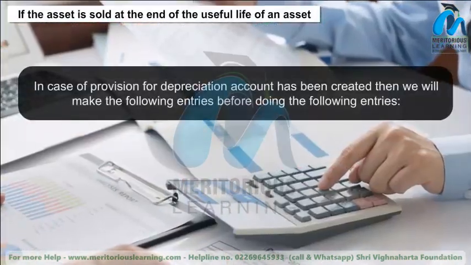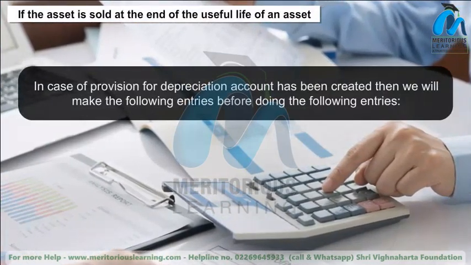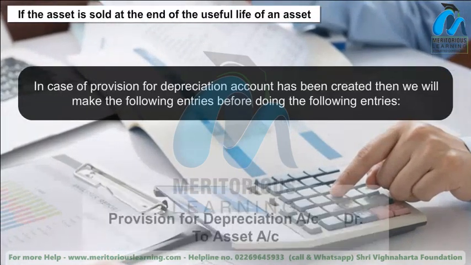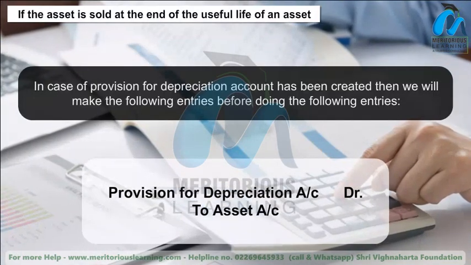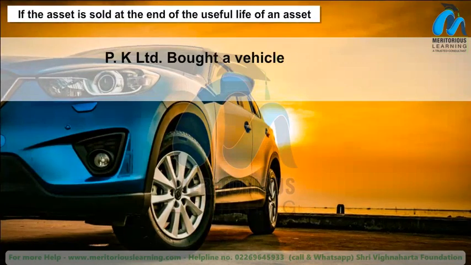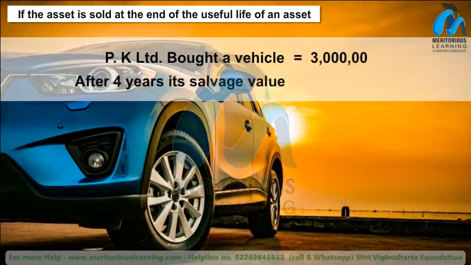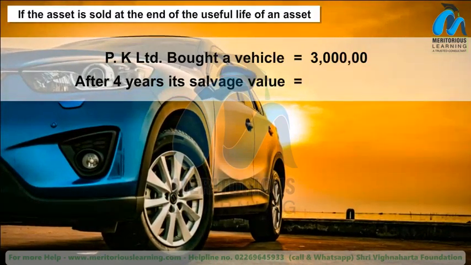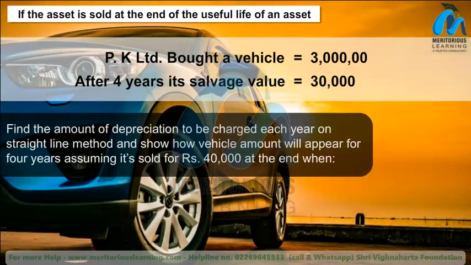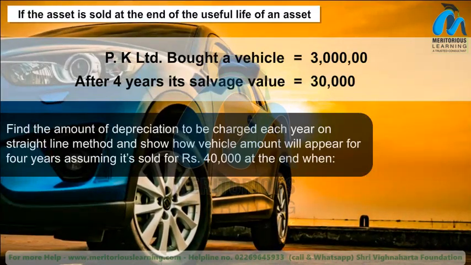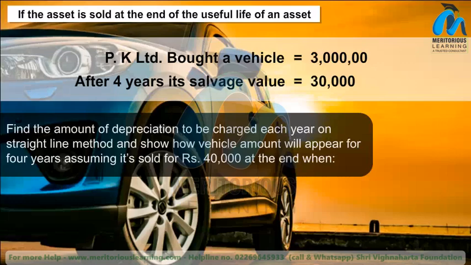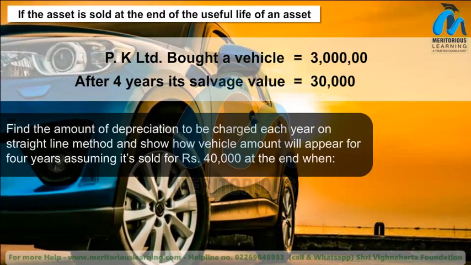In case a provision for depreciation account has been created, then we will make the following entries: provision for depreciation account, debit to asset account. For example, PK Limited bought a vehicle for 3 lakh rupees. After 4 years, its salvage value is estimated at 30,000. Find the amount of depreciation to be charged each year on the straight line method and show how the vehicle amount will appear for 4 years, assuming it's sold for 40,000 at the end, when A.